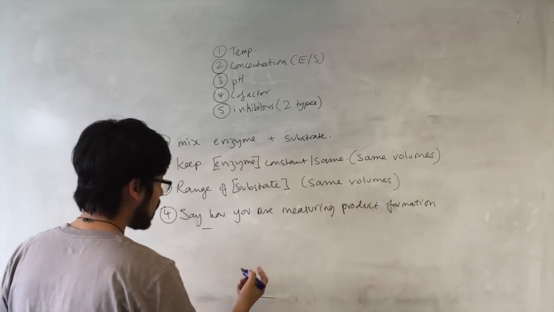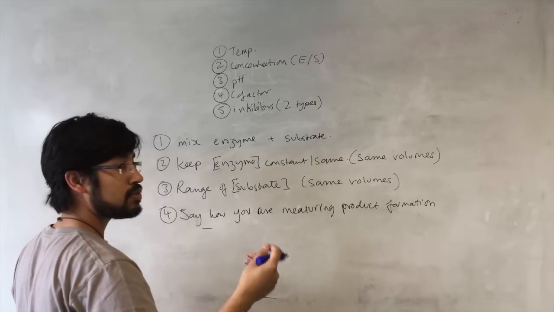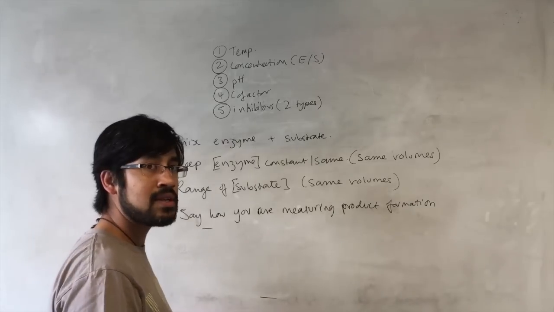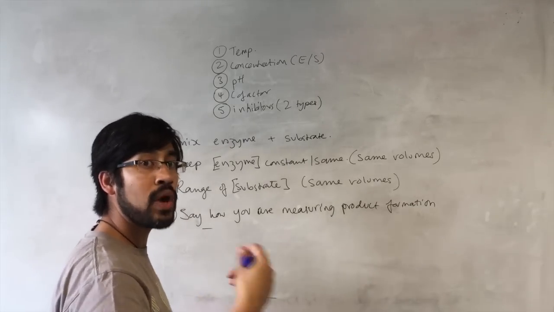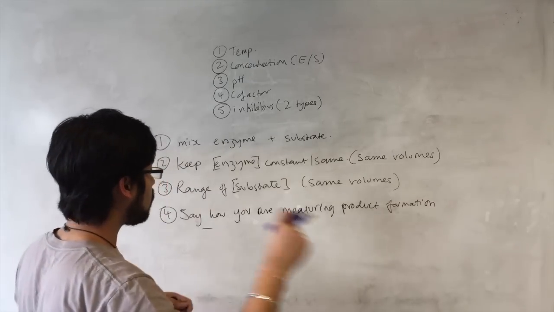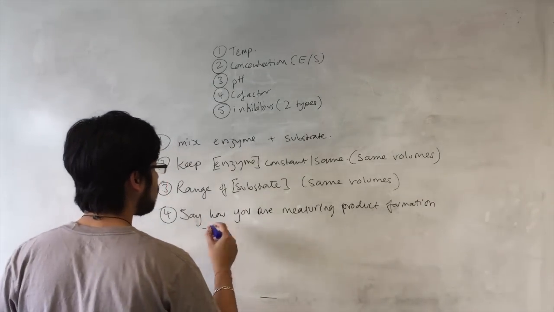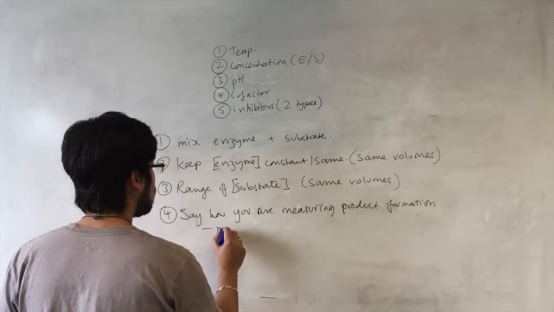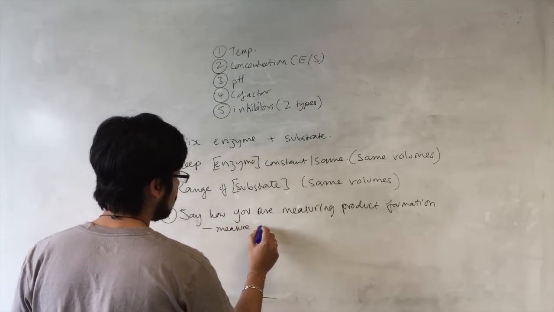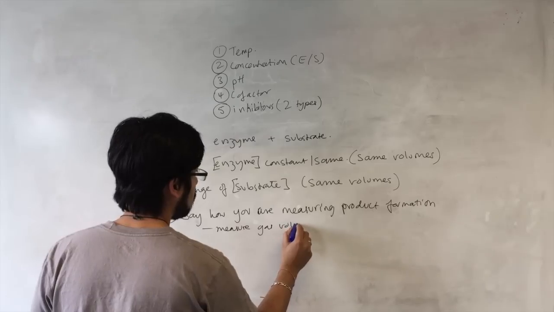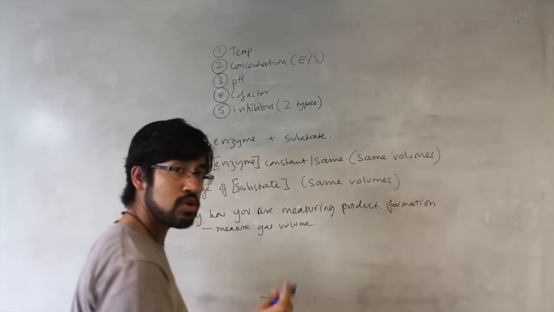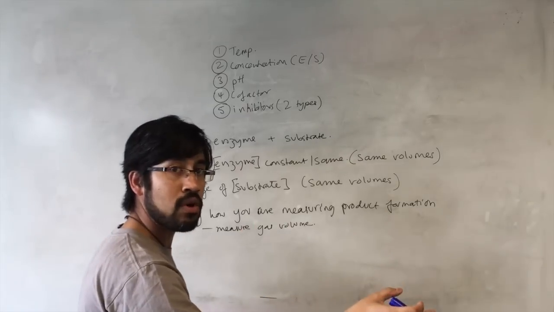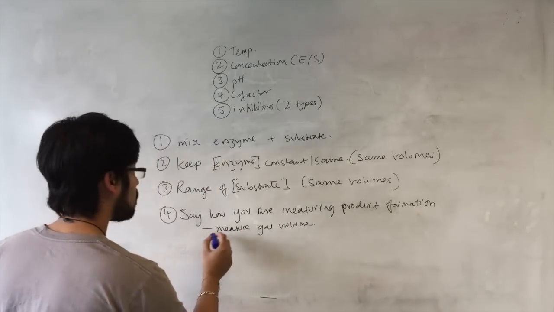Now, in some cases, your product is a gas. For example, the very common example, catalase, produces oxygen gas when it reacts with the hydrogen peroxide. So our product is a gas, and so we will have to have some kind of experimental setup to measure gas volume. You should have done that experiment in class. If not, I've got a video on that. Please do check it out.